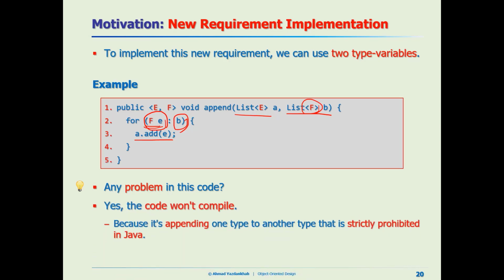Do you see any problem here? Yes, you are right, this code won't compile at all. Why won't it compile? Because we have two different types here and we are adding one type to another type. This is strictly prohibited in Java, and Java is proud of itself about this kind of type checking, right? So this is not a good code because it doesn't compile. All right, how can we resolve the issue?